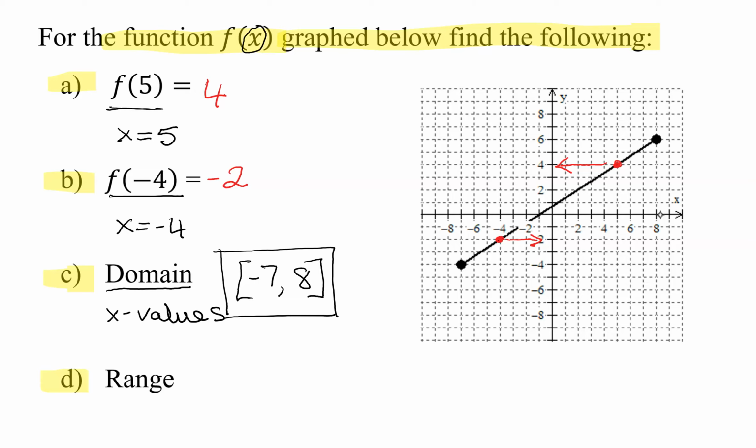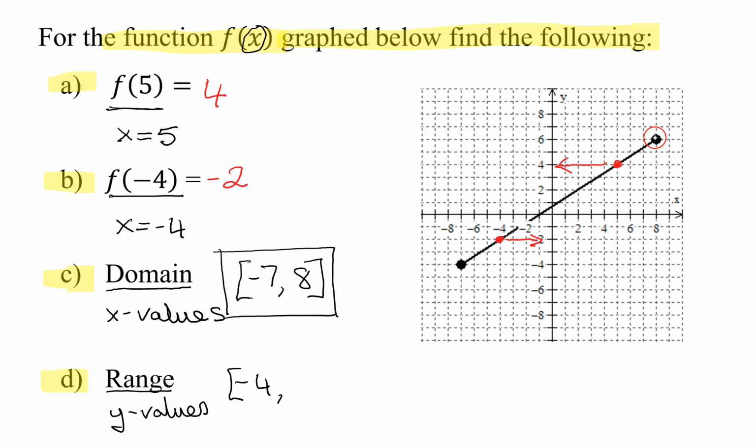Well, the last thing I have to do is find the range, and the range comes from the y values on the graph. So if I look at my graph, is there a graph all the way down here? No. As I come up from negative infinity, what is the first y value I come across on my graph? It's negative 4. And since there's a point at negative 4, I put a square bracket on it.